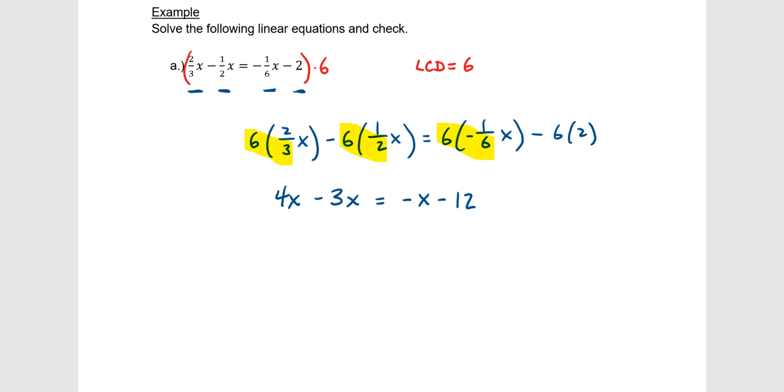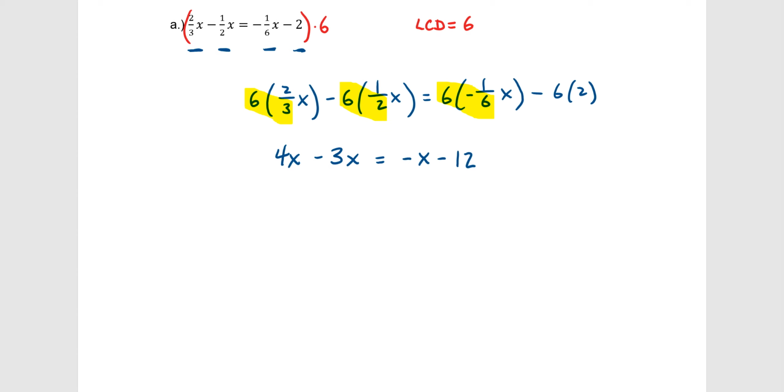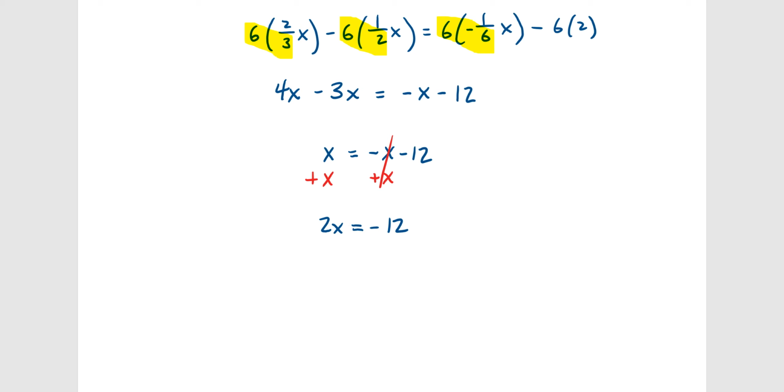So simplify that left-hand side. We get 4x minus 3x is 1x, so just x, equals negative x minus 12. So let's get the variables on the left. So we have to add x to the left, and we get x plus x, which is 2x, equals negative 12. And lastly here, we just have to divide both sides by 2 to cancel that 2 to isolate the x. We get x equals negative 12 over 2. We get x equals negative 6.